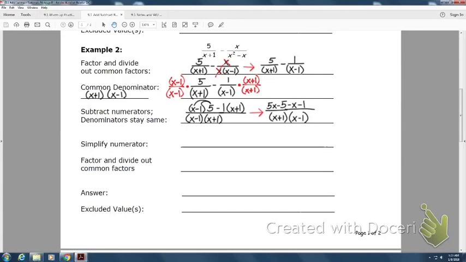Okay. And then the very last thing, we'll write it down on the next line, is just combining those like terms. So if I have 5x minus x, that gives me 4x. And then I have negative 5 minus 1, which gives me negative 6, over x plus 1, x minus 1.